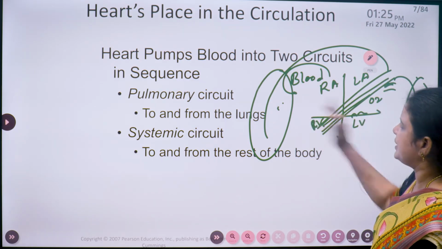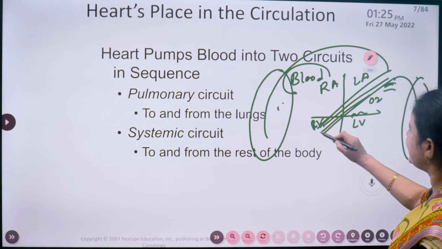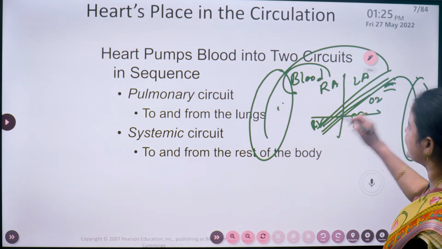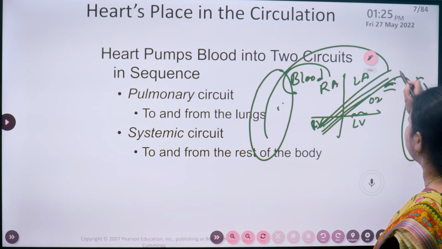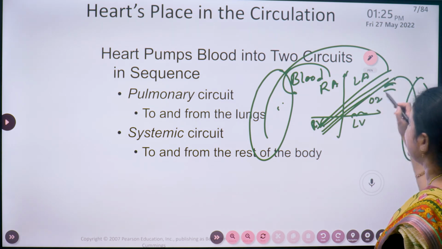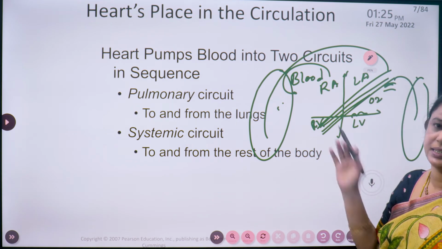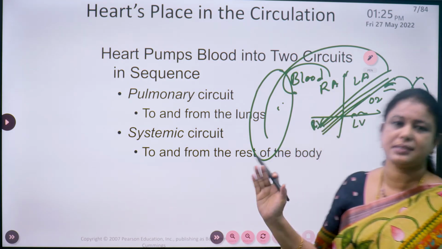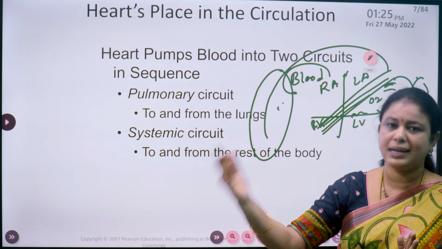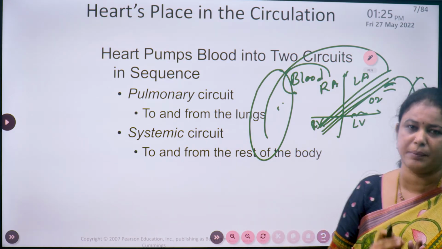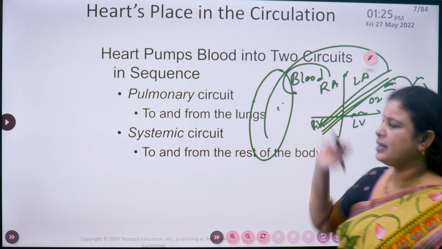So pulmonary circulation means the deoxygenated blood ejected from the right ventricle to the lungs, and how it gets back through the pulmonary veins to the left atrium. The blood is pumped to the lungs, and from the lungs it comes back to the heart. That is called pulmonary circulation.